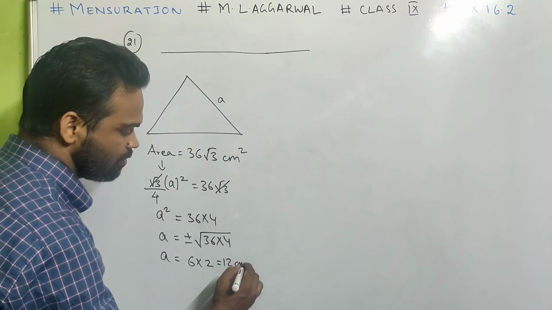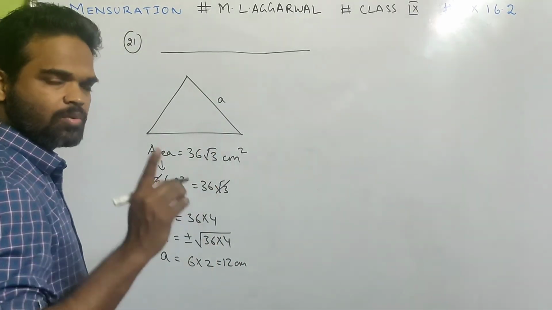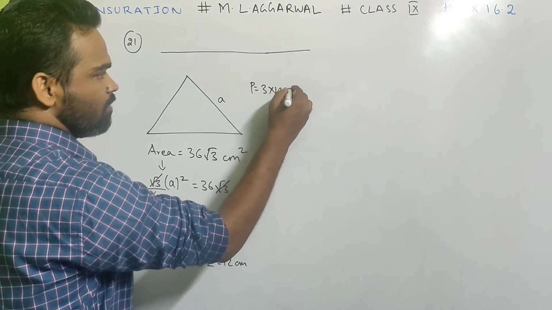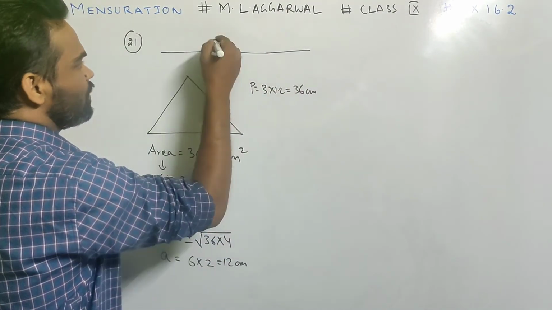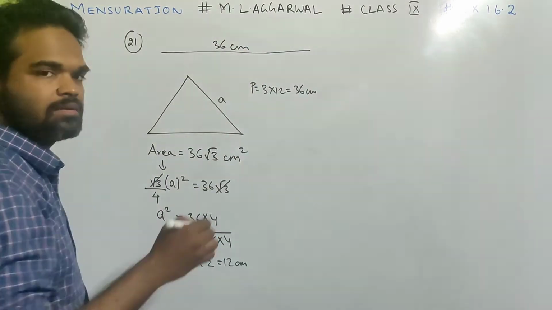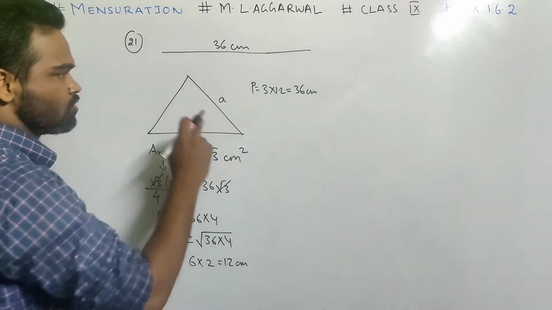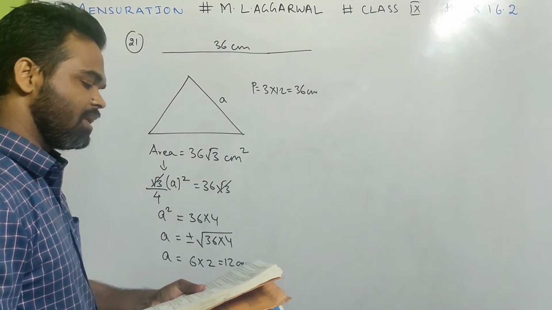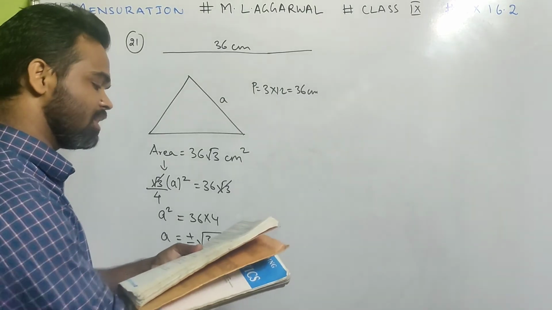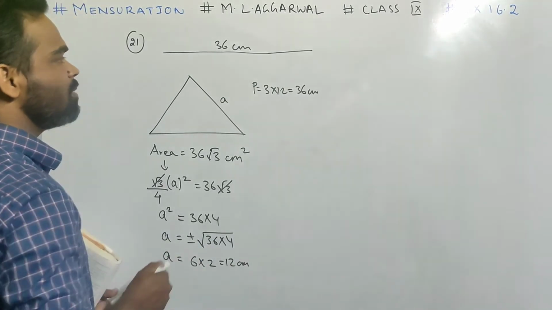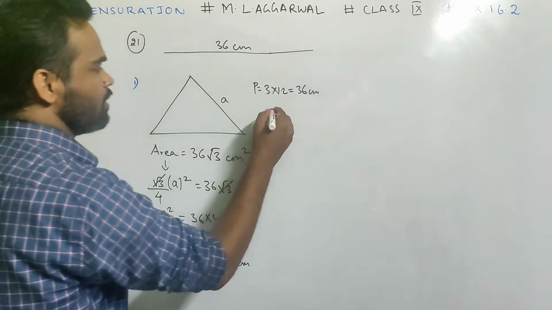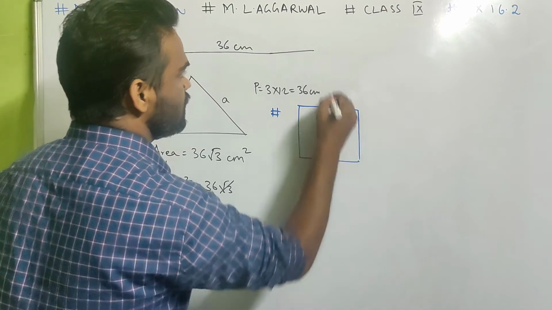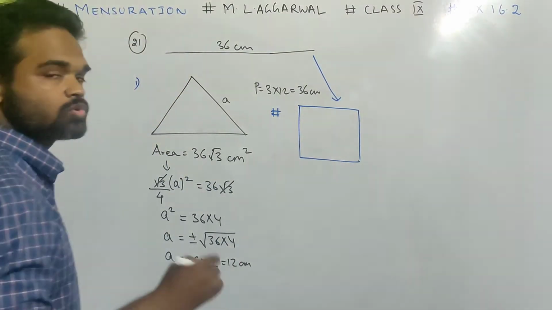So root 36 is 6 and root of 4 is 2. So that's 12 centimeter. So the side of the equilateral triangle is 12, which means the perimeter is 3 multiplied by 12. That's 36 centimeter. And that is the length of the wire which we took, because we made the equilateral triangle out of this wire only. Now what did they say? Find the area enclosed by the same wire when bent in the form of a square. Now the same wire, you're making a square out of it.